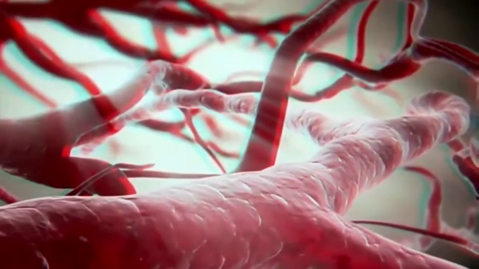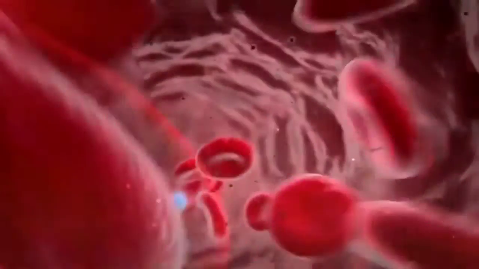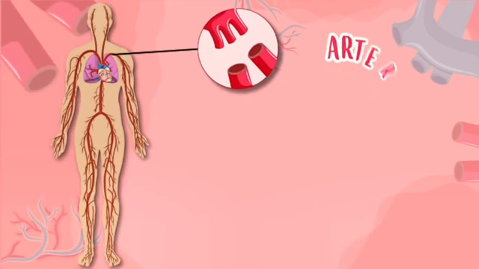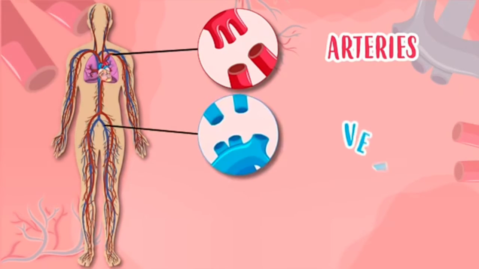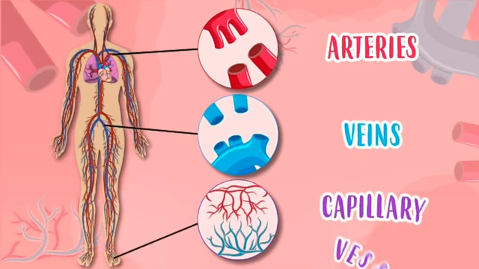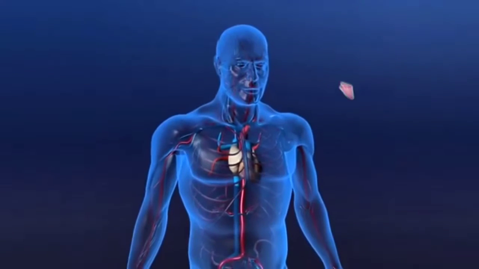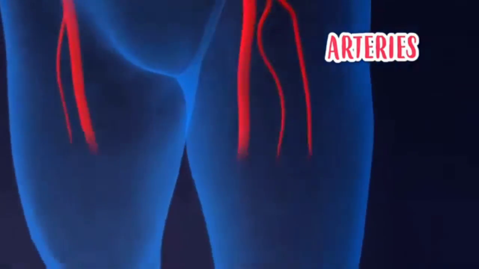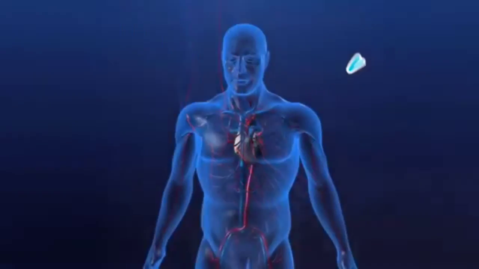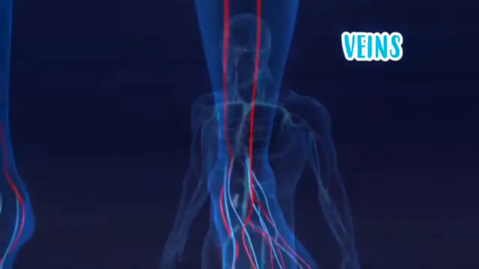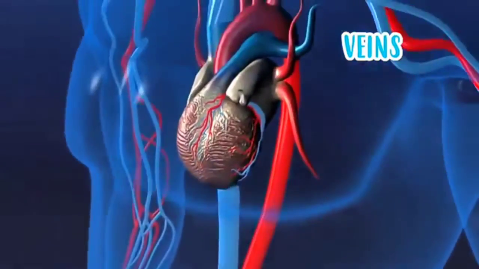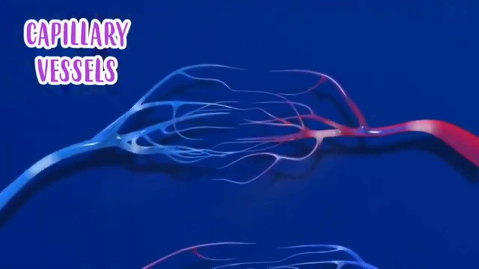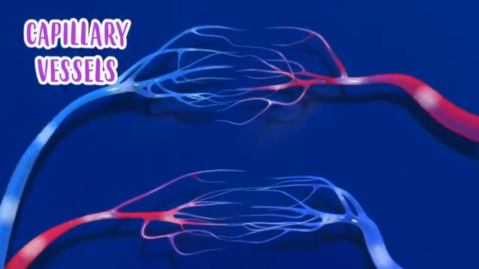When blood exits our heart, it flows through our whole body through blood vessels, and there are three types: arteries, veins, and capillary vessels. Arteries deliver oxygen and nutrients-rich blood to all our organs in our body. Veins take that blood, low in oxygen, back to the heart. And the capillary vessels, which are very small, connect arteries with veins and cells.